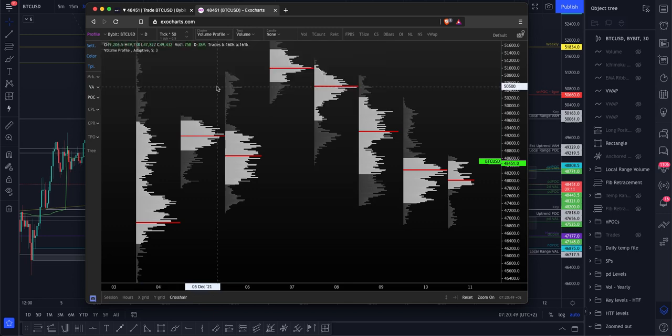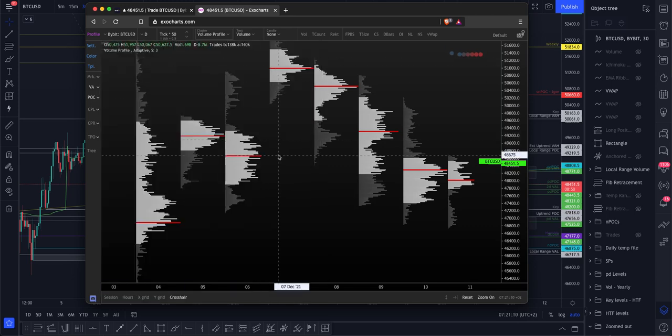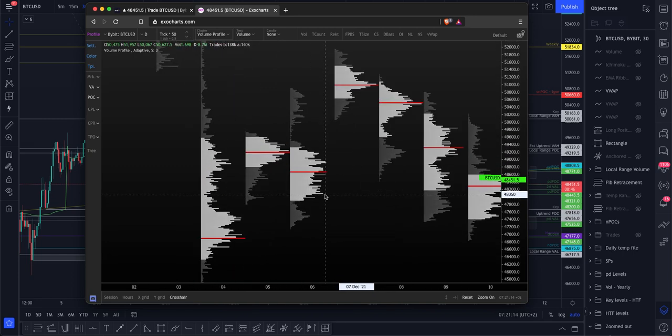The daily and the weekly ones are the most important. And then on this first tab, these are the exchanges. I use Bybit and obviously USD. When you open Exo charts, it will always be on BitMEX, that very first one, that's just the default. Just change this because the levels differ between the exchanges. Very important setting that. And I just want to zoom out to show you.